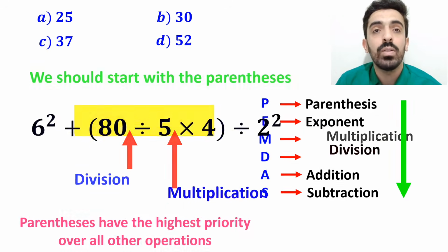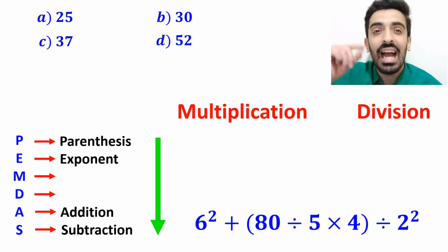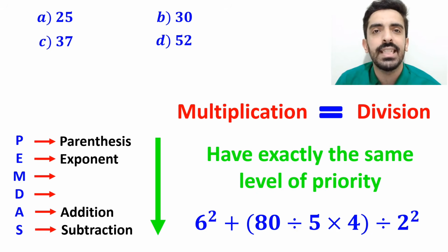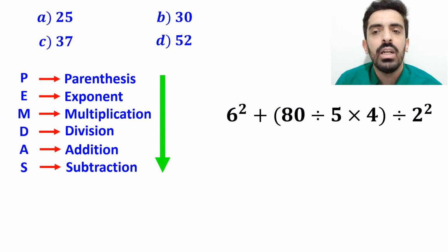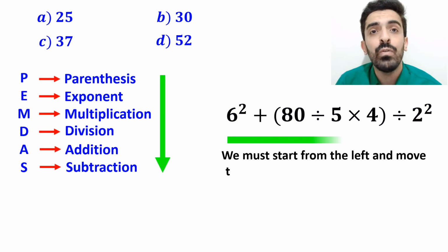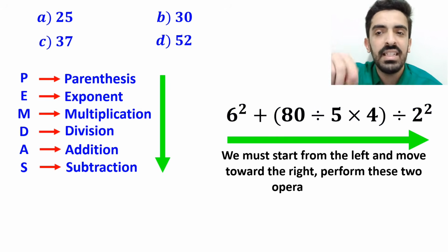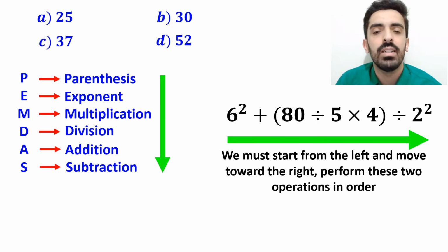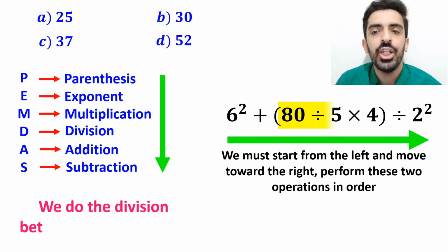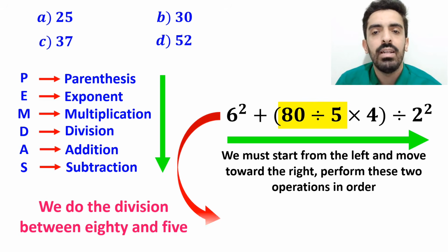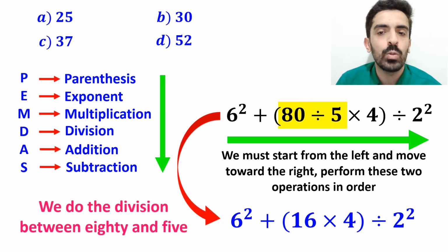It's very important to note that multiplication and division have exactly the same level of priority. In this situation, we must start from the left and move toward the right, performing these two operations in order. So, first we do the division between 80 and 5, and this expression simplifies to 6 squared plus 16 times 4 inside the parentheses, then divided by 2 squared.